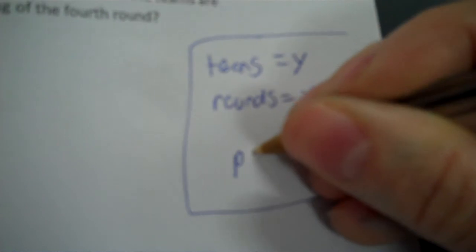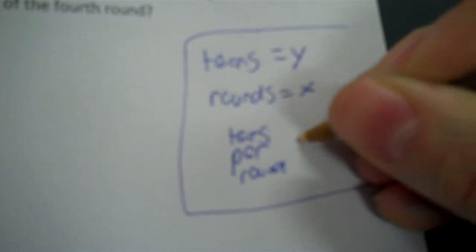Okay, last problem. There are 128 teams at the start of a citywide 3-on-3 basketball tournament. 50% of the teams are eliminated each round. How many teams are left at the beginning of the 4th round? So you have teams and rounds. The rounds is the time unit. Teams is the y unit.